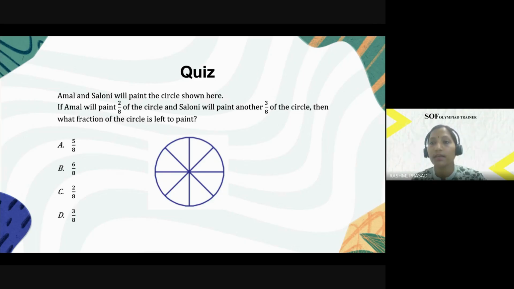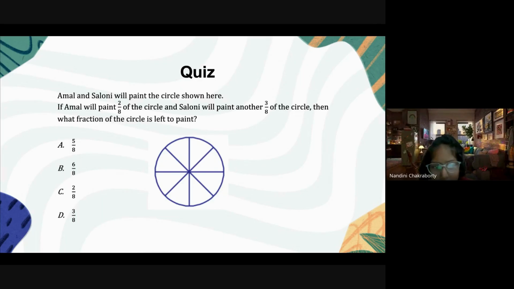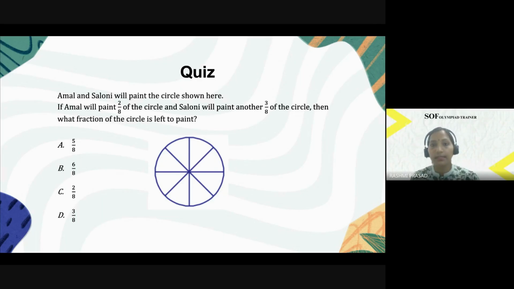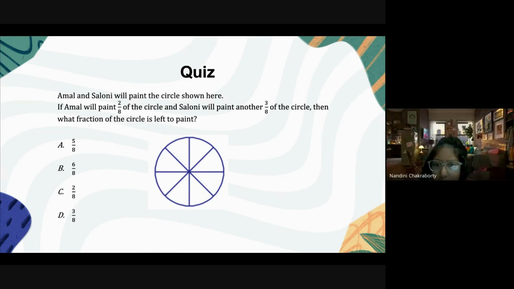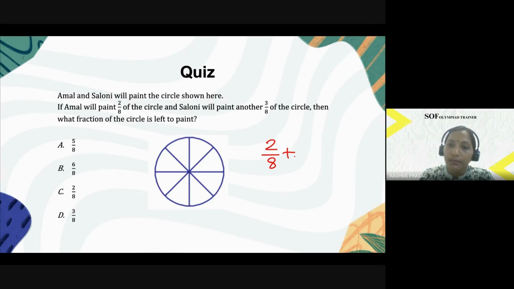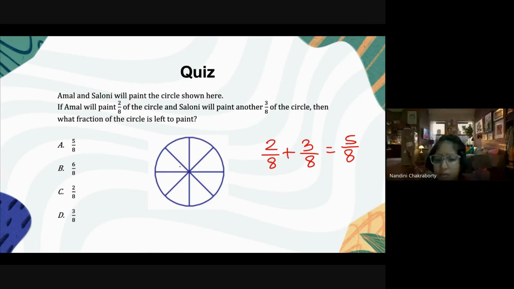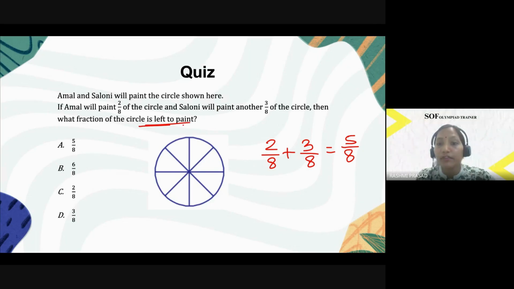Anika, so you say the answer is 5 upon 8, right? Why is it 5 upon 8? First, tell me, in this circle, if Amal paints 2 out of 8 and Saloni paints 3 out of 8, then how many parts will be painted in total? 5. So 2 over 8 plus 3 over 8 is 5 upon 8, right? Yes, so 5 parts are shaded. Then how many are left? It says how many are left to paint. So out of 8, 5 are painted. How many parts are left to paint?